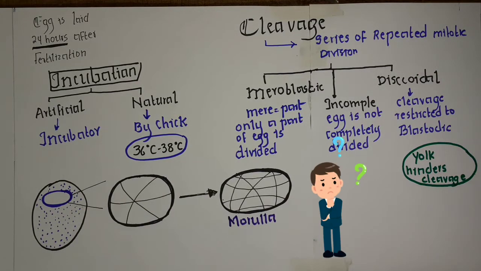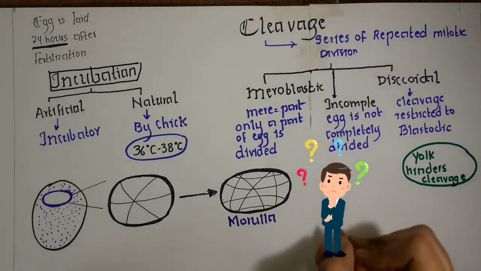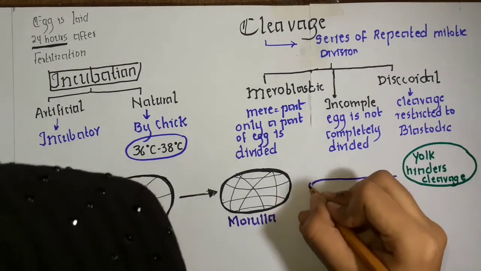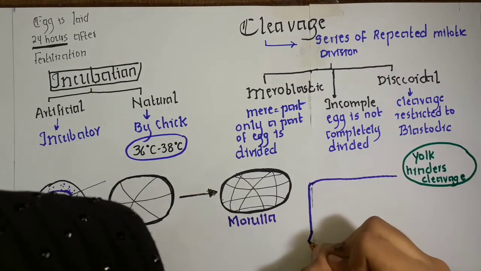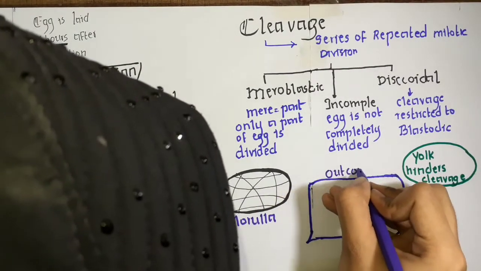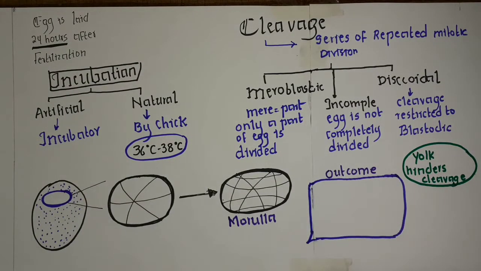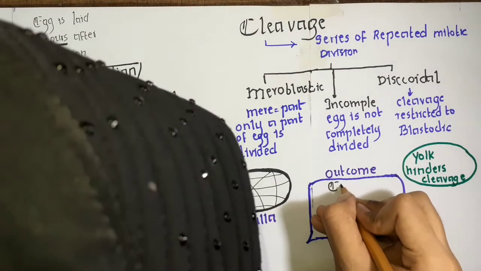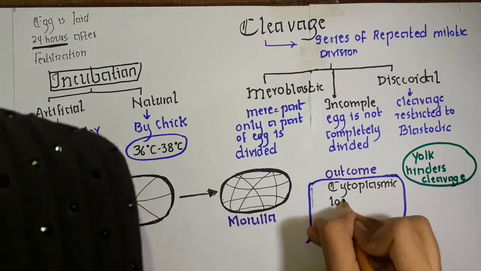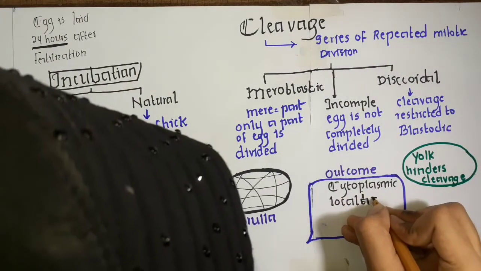So why does cleavage happen? What is the benefit of cleavage? What happens when the cleavage does not occur? For this we have to know the outcome of cleavage. So what is the outcome of cleavage? The outcome of cleavage is cytoplasmic localization. Remember this term, cytoplasmic localization.